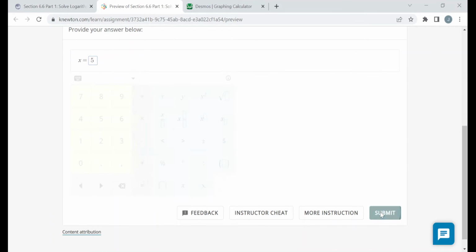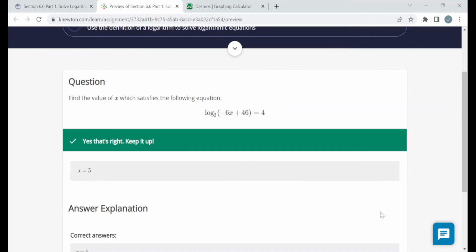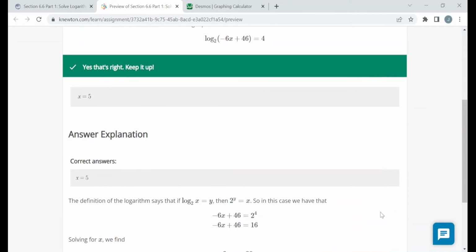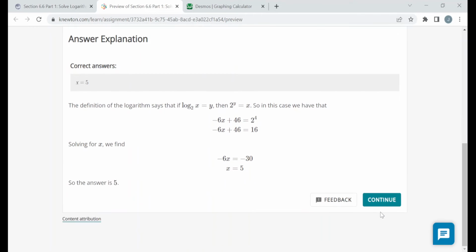And after you submit an answer, you'll be told if you're right or wrong, and then you'll be given some sort of answer explanation. Please read through the answer explanations just to make sure you understand why something was correct or incorrect, and hopefully you can learn from your mistakes for future questions. All right, next.